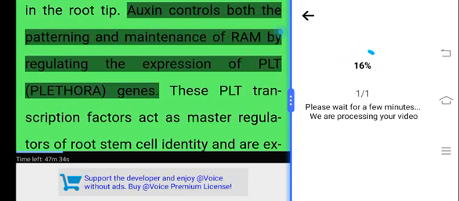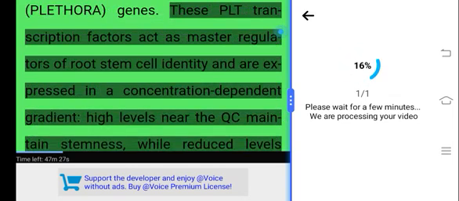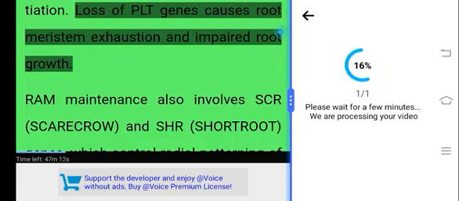Auxin controls both the patterning and maintenance of RAM by regulating the expression of PLT (PLETHORA) genes. These PLT transcription factors act as master regulators of root stem cell identity and are expressed in a concentration-dependent gradient. High levels near the QC maintain stemness, while reduced levels away from the QC promote cell differentiation. Loss of PLT genes causes root meristem exhaustion and impaired root growth.